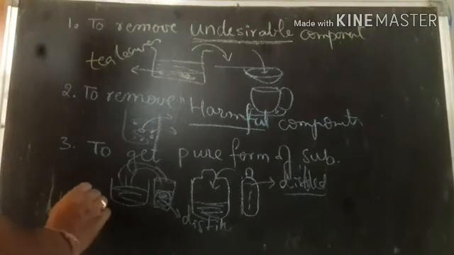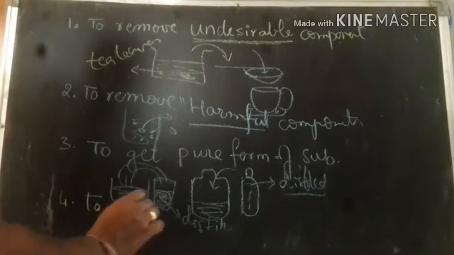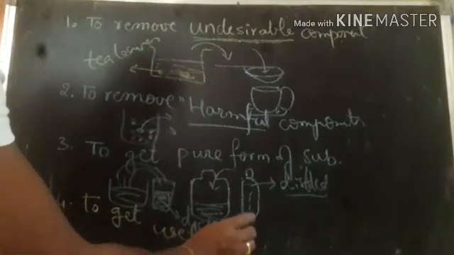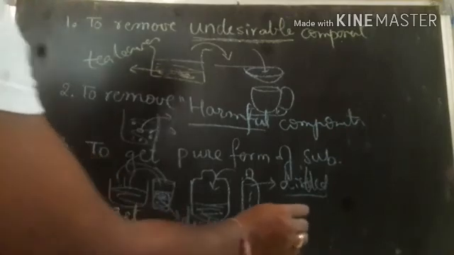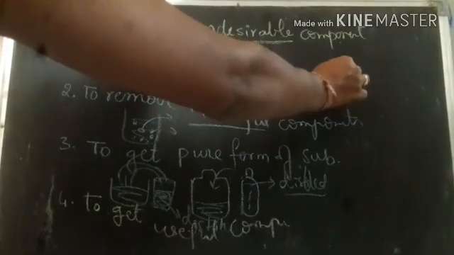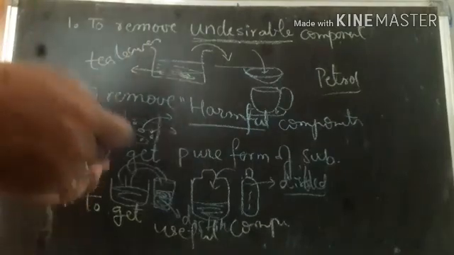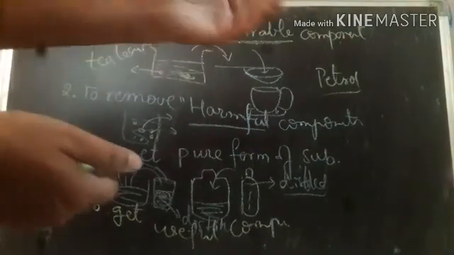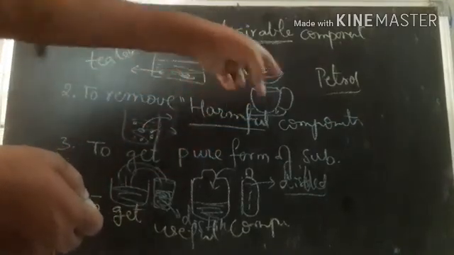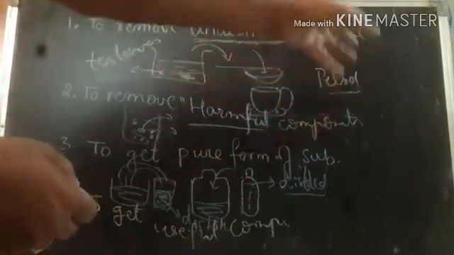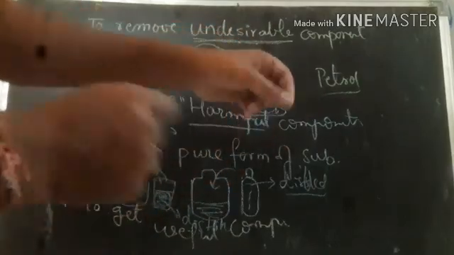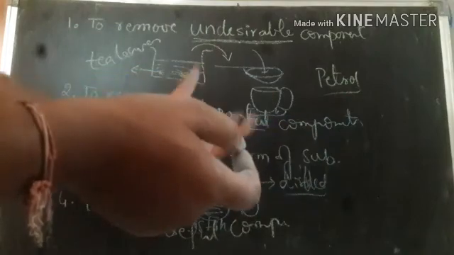And the fourth one is to get a useful substance or useful component from the mixture. For example, petroleum. In petroleum, we do not get only petrol. Along with petrol, there is crude oil. Actually, we get petrol from the crude oil, which contains other oils like kerosene and diesel. So to get the useful substances from the crude oil, we need to separate the diesel, kerosene, lubricants and other oils from that, right?